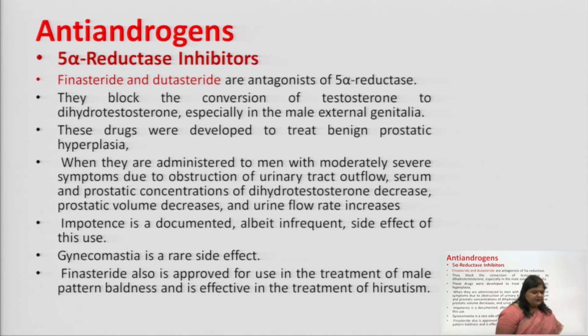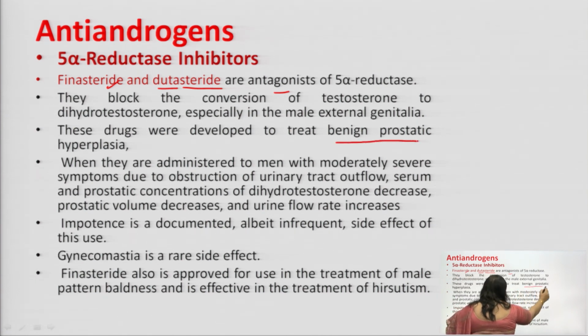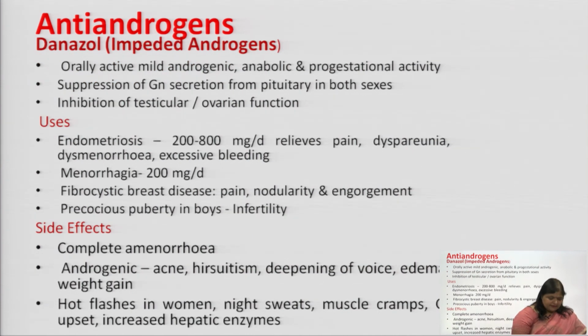Then there are certain drugs which are called 5-alpha reductase inhibitors. The 5-alpha reductase enzyme, if we recall, is used to convert testosterone into dihydrotestosterone. So the drugs are finasteride and dutasteride. These are the antagonists of the 5-alpha reductase, and they are used in the treatment of benign prostatic hyperplasia because these enzymes are present in the prostate glands. Then there are certain other anti-androgens which are called danazol.